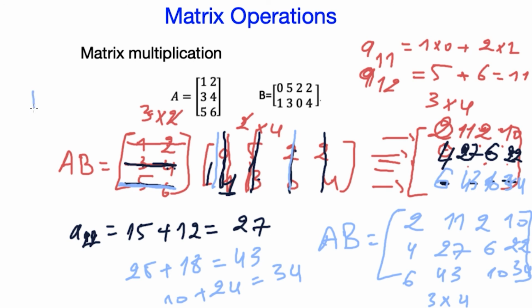However, the matrix BA is not defined, because B is 2 by 4 and A is 3 by 2. So these two terms don't match, so we can't compute BA, it is undefined.